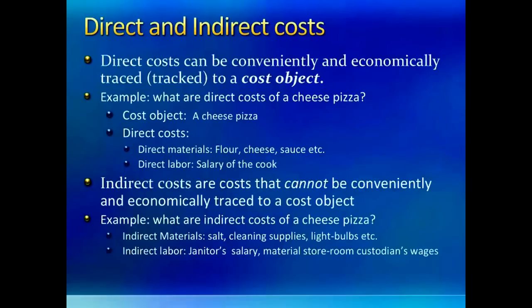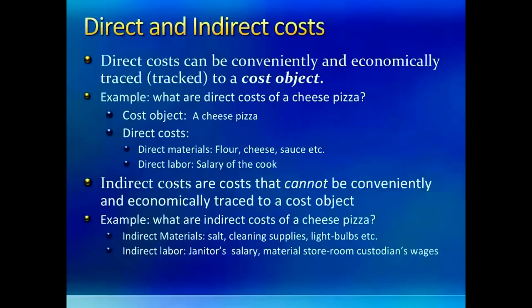Now, look at any cost. Flour, cheese, sauce can directly be traced to pizza. In simple words, if a material is going into the pizza, it is a direct cost. If some labor is used in making the pizza, it is a direct cost. Sometimes direct labor is also called touch labor. That is, if it touched it while making the product, it is direct labor. It's even easier to understand direct costs once you know what costs are not direct, that is, what costs are indirect.